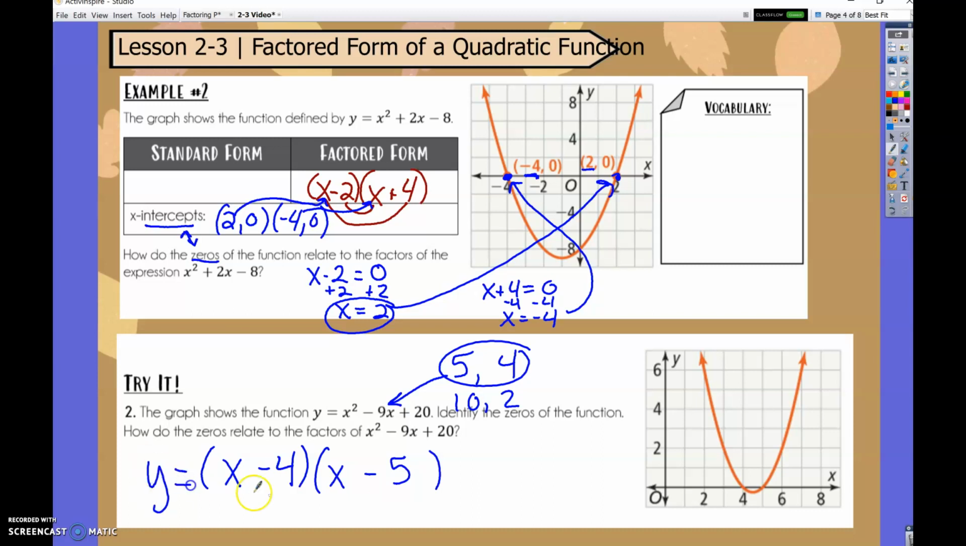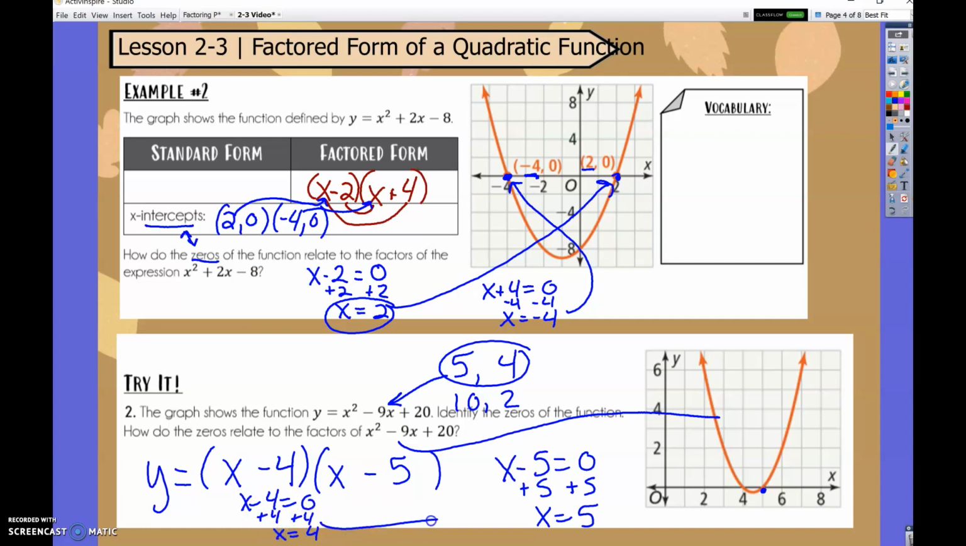So if this is my factored form, remember to find the zeros, I can even almost see it over here. My number that will make this become 0, x minus 5 equals 0, that's going to be 5. So x will equal 5. If I make x minus 4 equal 0 and add 4 to both sides, x will be 4. I can see that that does match the x-intercepts of that quadratic.